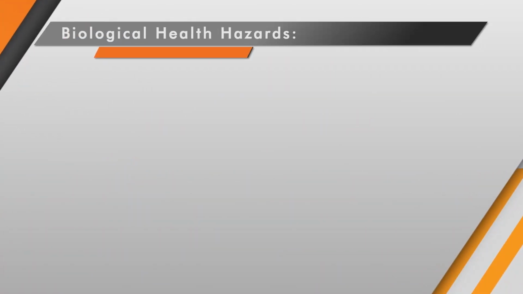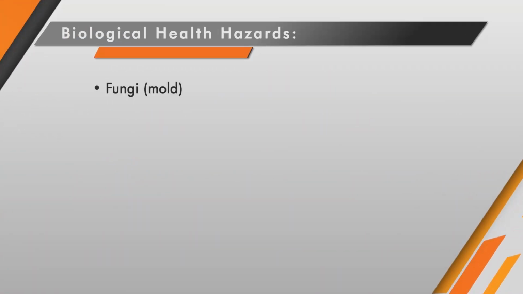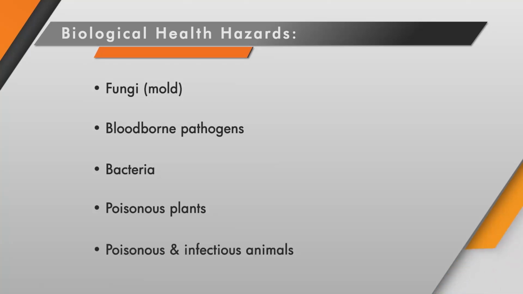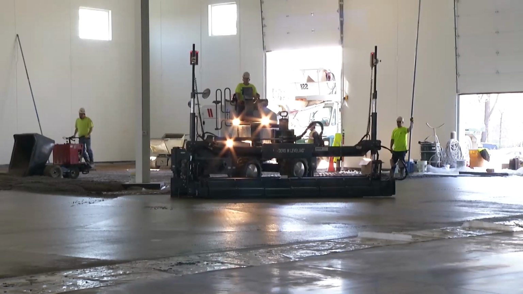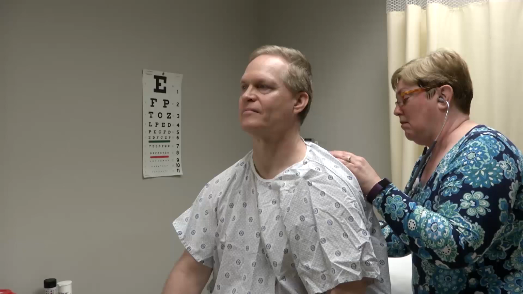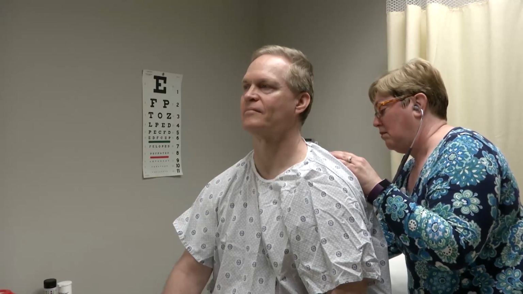Biological hazards you may be exposed to are fungi or mold, bloodborne pathogens if you or others become injured, bacteria, poisonous plants, and poisonous and infectious animals. Allergic reactions, hepatitis, HIV, infections, and poisoning may result from exposure to biological hazards. Your employer should provide you with protective measures controlling your exposure to health hazards. This can be accomplished by monitoring exposure limits, following good work practices, and performing medical surveillance after exposure occurs.